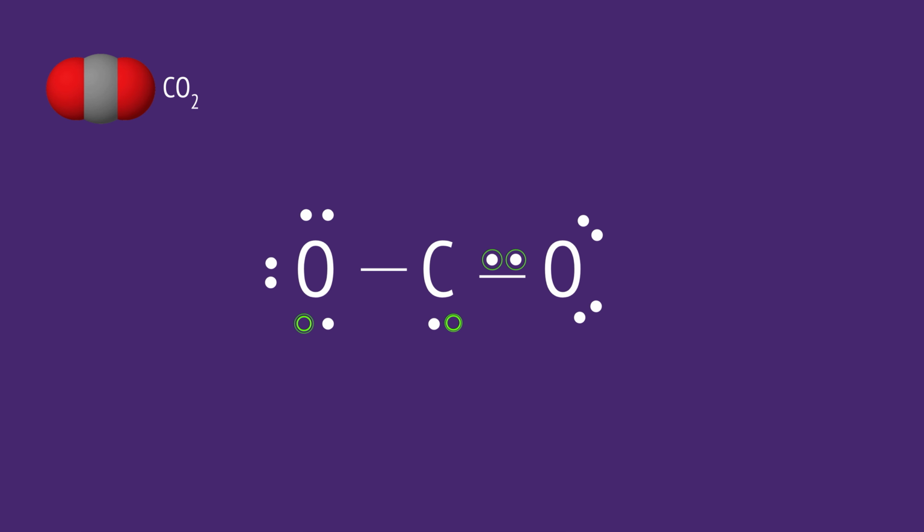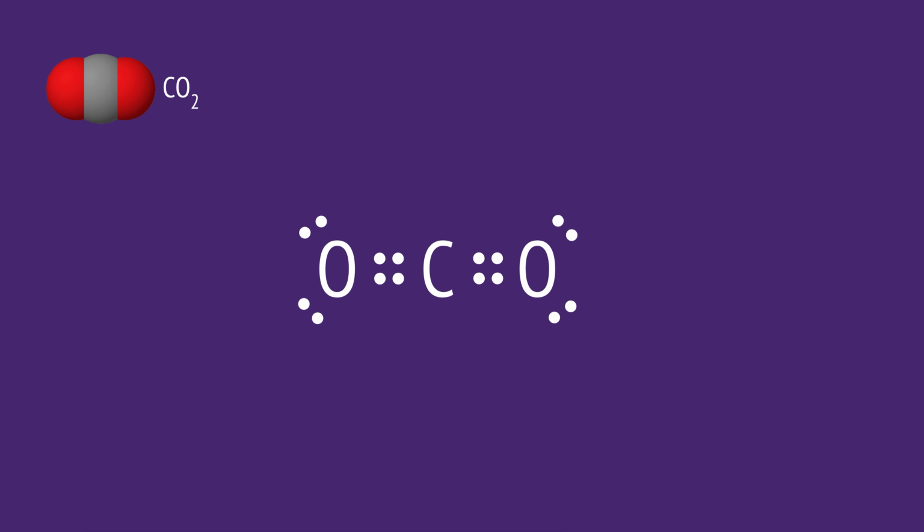So we share another pair of electrons between the atoms, drawing another line to give a double covalent bond between the carbon and oxygen atoms. After each oxygen atom has formed a double bond with the carbon atom, we see this is the Lewis diagram for a carbon dioxide molecule. Remember that each double line represents 4 bonding electrons. So we see that carbon has 8 electrons and each oxygen has 8 electrons.